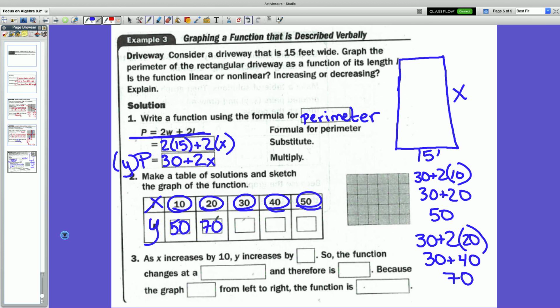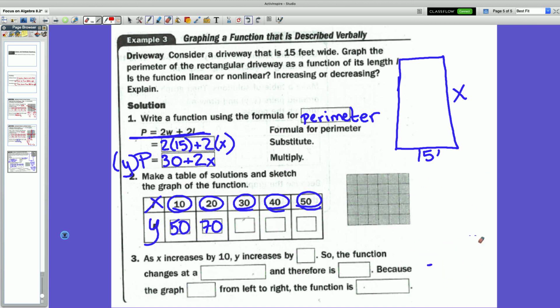Again, if you still need that work, that's fine. Just go ahead and pause the video for a second. I gotta erase it so I have some workspace. All right, there we go.